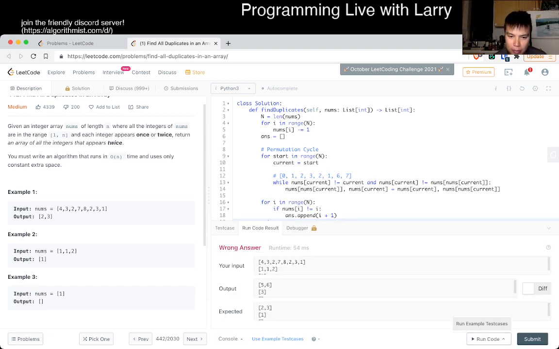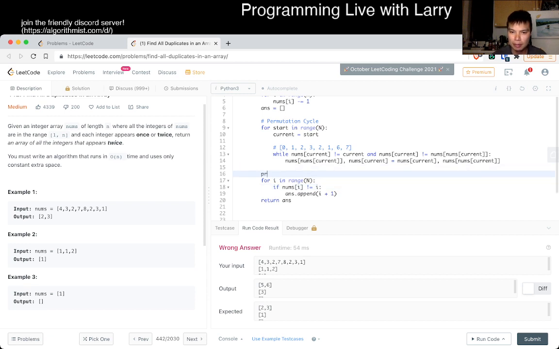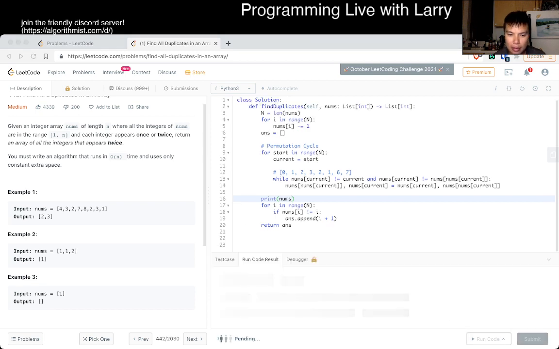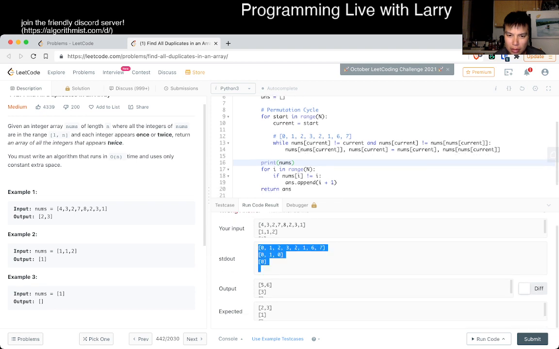Oh, really? Did I misread something? Let's take a look again. 0, 1, 2. Num sub i is not equal to i. Yeah. Oh, I'm returning the index, not num sub i. Whoops. Okay, so we are maybe still okay in concept.